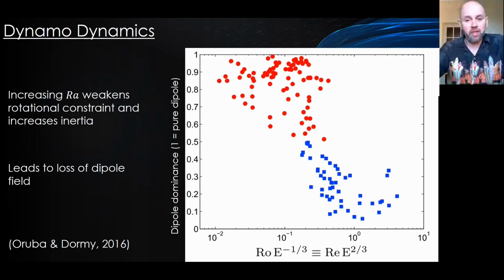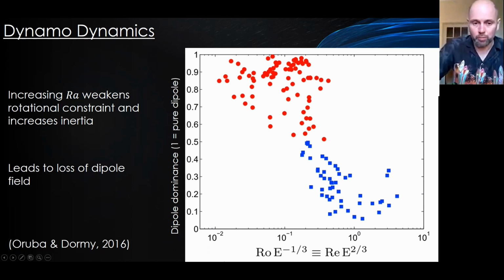And there are starting to be theories that put this together. Essentially, this is a nice paper by Aubert and Dormy. What you're plotting here is the dipole dominance on the vertical against some sort of transition parameter. But what this is saying in physical terms is that the dipole field is lost when the inertia becomes important. So up here, inertia is weak, it's weak, it's weak. Suddenly it's comparable to the other forces, and it disrupts the columnar nature of the convection, kills the dipole.